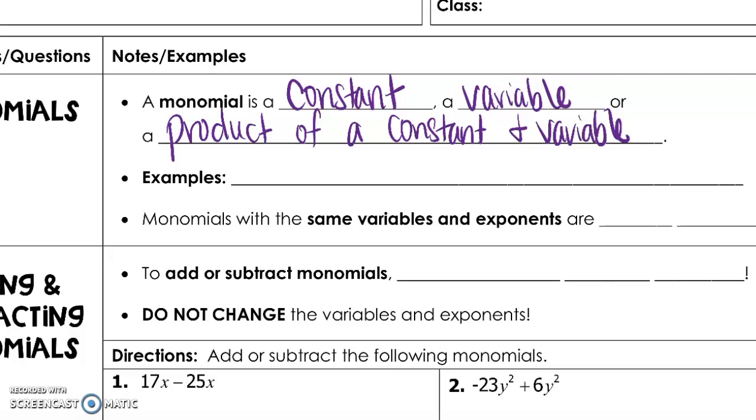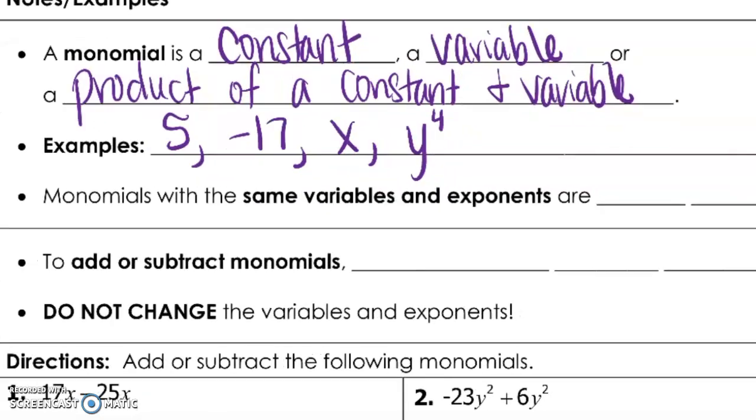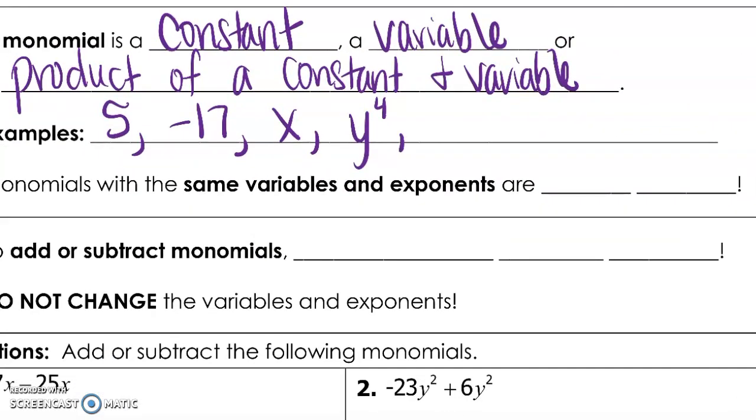So some examples could just be the number 5 or the number -17. So constants, again, are just plain numbers. Positive, negative, they can be fractions. It can be a variable, so we could have x. We could have y to the 4th power. Or it can be a product of those things. So 3x, 5x to the 3rd, 4xy. So you can have multiple variables, you can have multiple exponents, but a monomial means one thing.